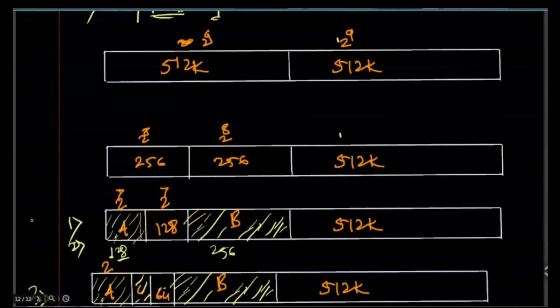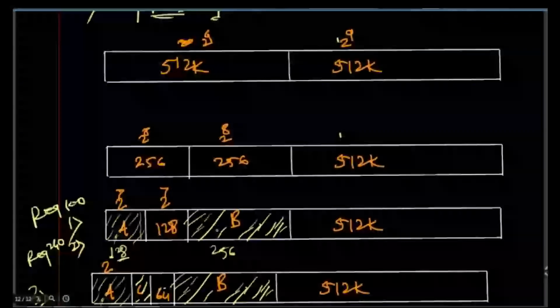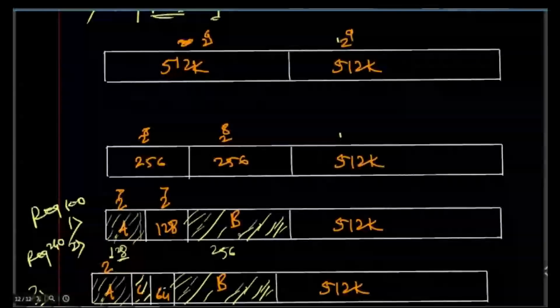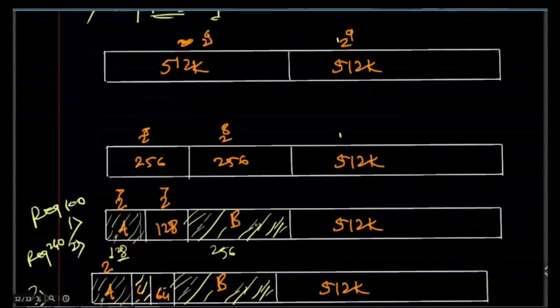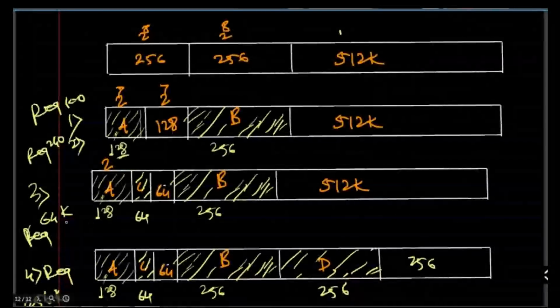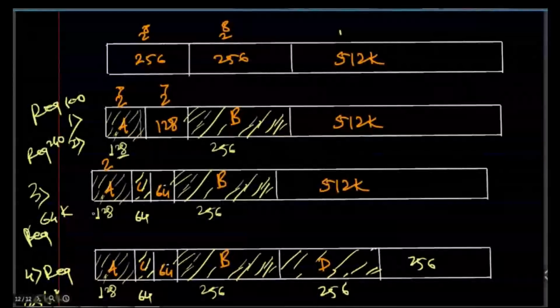The first request is for 100K and the second request is for 240K. We have a block nearest to 256, since 240 is nearest to 256, so we can give this available block to process B. Then the next request is for 64K. So we have this 128 partition. We can divide it into 2 equal partitions of 64 and 64, and we can accommodate request C in this block.